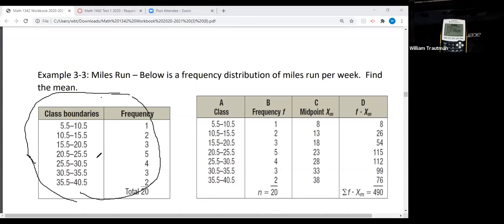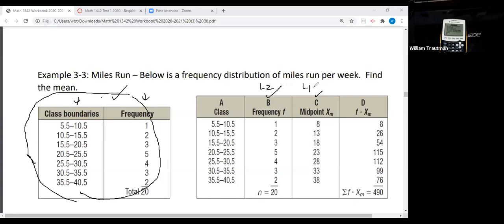And this is group data. That means that it's got boundaries, and then it's got a frequency. So it's not just a group of numbers. It's boundaries and a frequency. If you have this, you need two things. You need midpoints and you need frequency, okay? Frequency is always going to be in L2, so the midpoints go in L1. Frequency always goes into list 2.